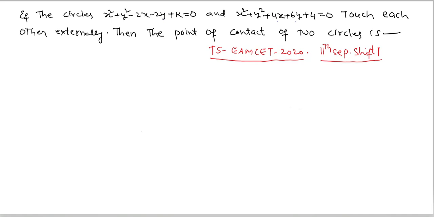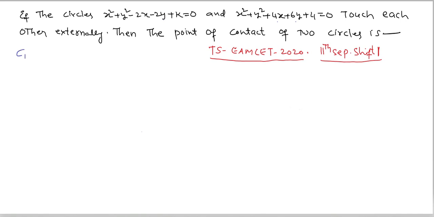If the circles x square plus y square minus 2x minus 2y plus k equals 0 and x square plus y square plus 4x plus 6y plus 4 equals 0 touch each other externally, then the point of contact of the two circles is dash. This is TS EAMCET 2020, 11th September, shift 1 question.